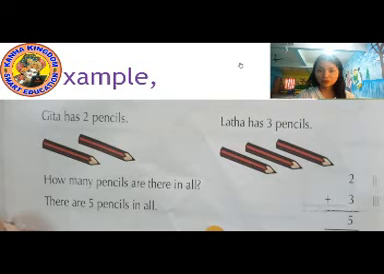Now we are going to see one example of a story sum. Everyone, dear student, please look at the screen. Geeta has two pencils. Lata has three pencils. How many pencils are there in all? How many pencils do they both have? It means you have to add the pencils of Lata and Geeta together. It means 2 plus 3, which equals 5, right? It means there are 5 pencils in all. This is an example of a story sum.